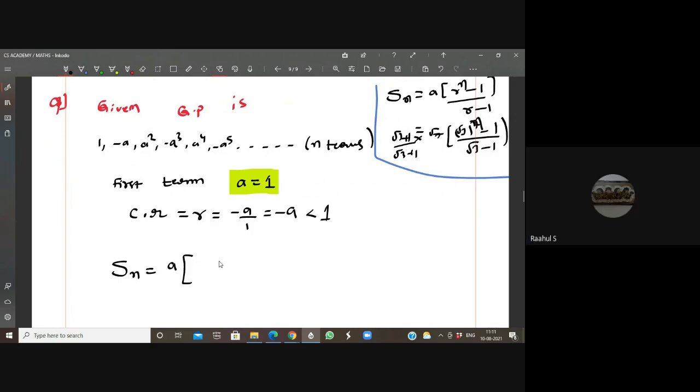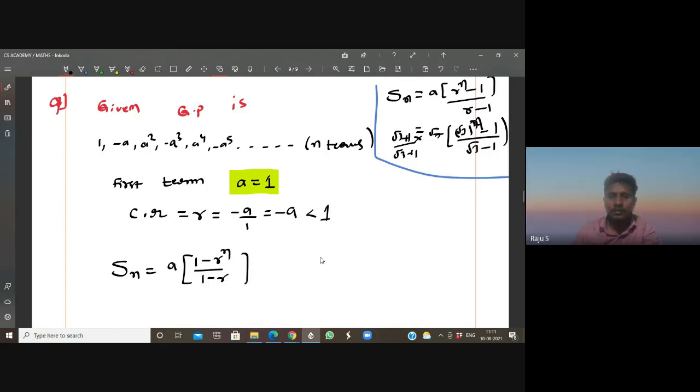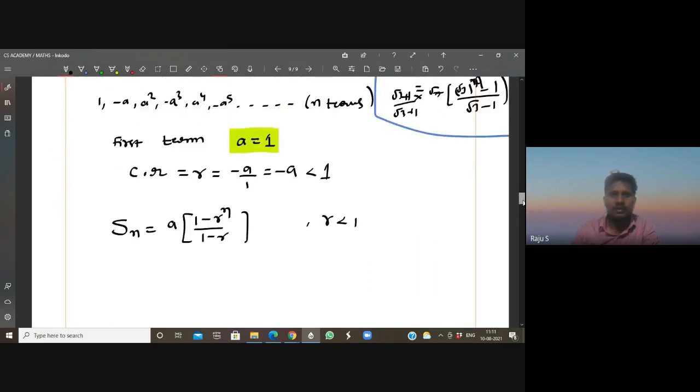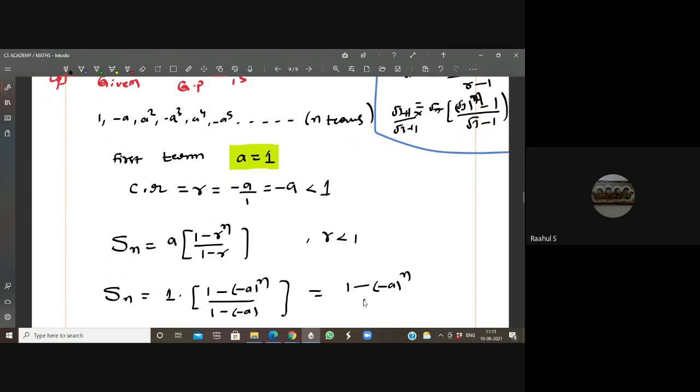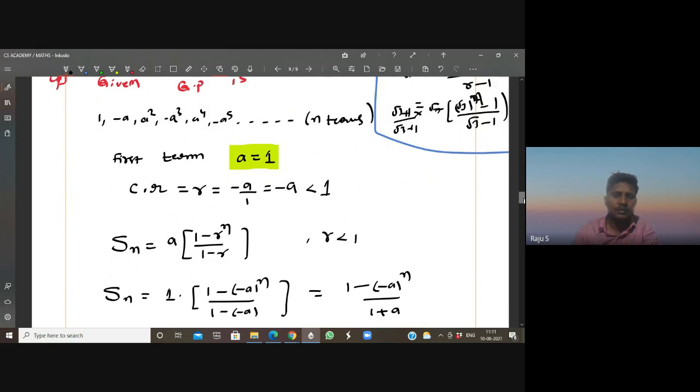First term into a into 1 minus r power n by 1 minus r, because here r is lesser than 1. Whenever r is lesser than 1, we can use this formula. So in this formula, you can substitute all the values. Like a value is 1 into 1 minus r value is minus a, whole power n, by 1 minus minus a. So finally, what is the answer here? 1 minus minus a, that is minus a to the whole power n, by 1 plus a. That's all. This is the sum of n terms.